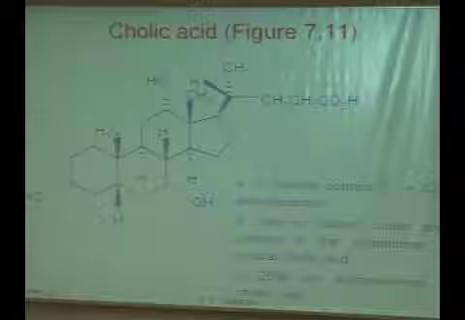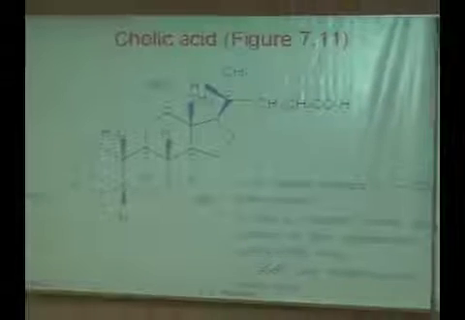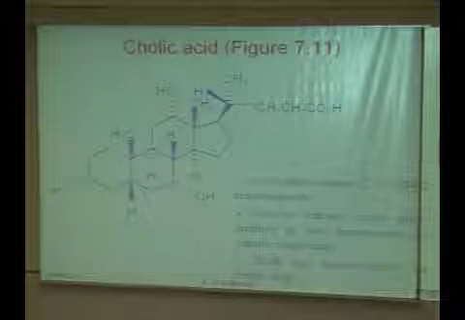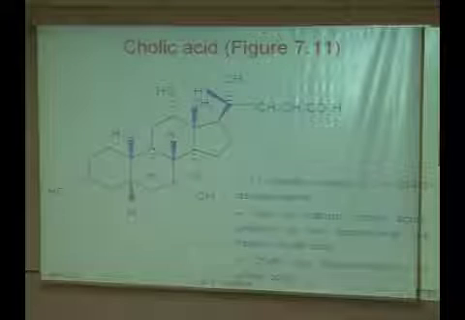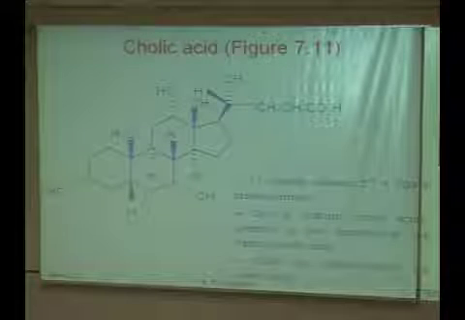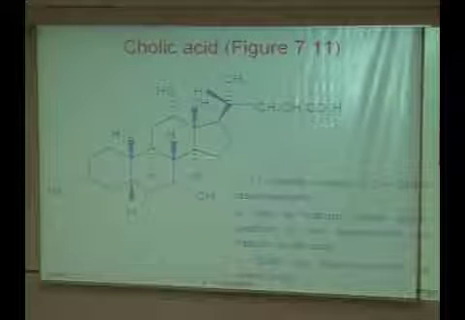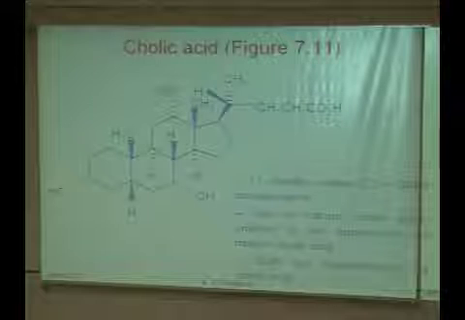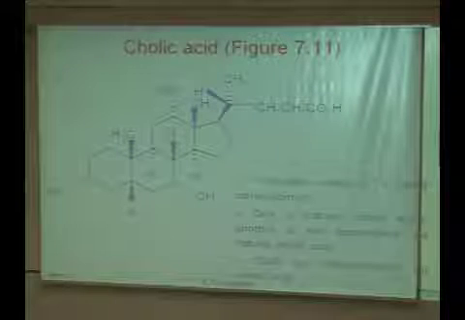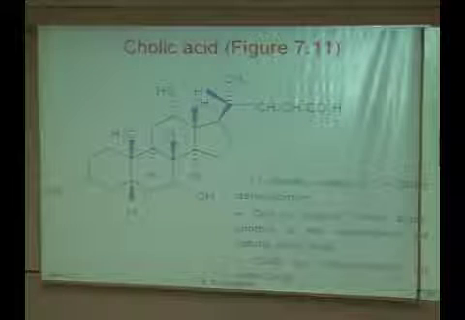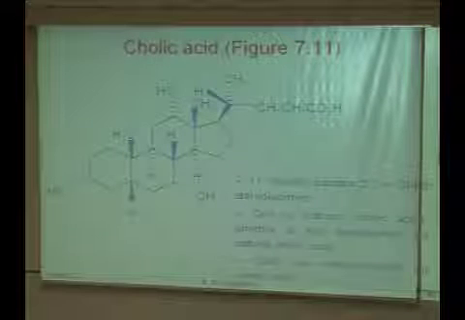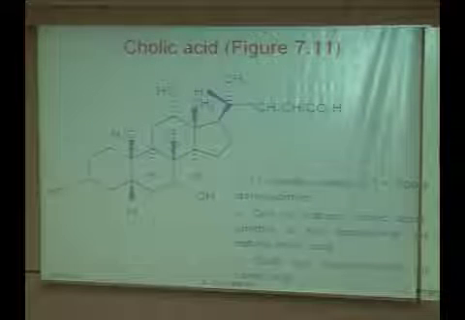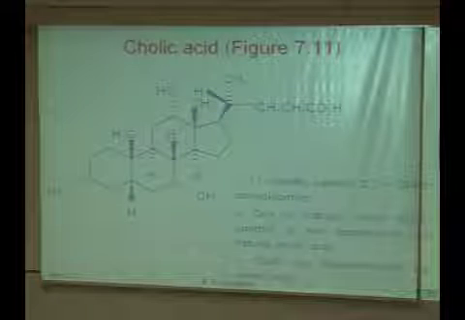This is the structure of cholic acid. You have 11 chiral centers in this compound. So the number of stereoisomers is 2048. One of them is cholic acid, which is this one, and the other one is the enantiomer of cholic acid. So 2048 minus 2, that will be 2046. So you have 2046 stereoisomers that are diastereomers of cholic acid.